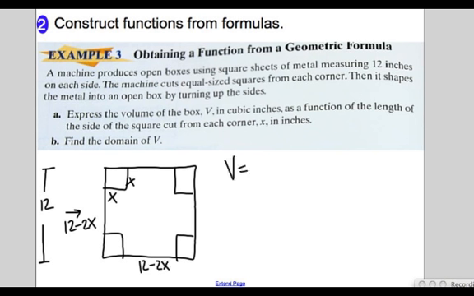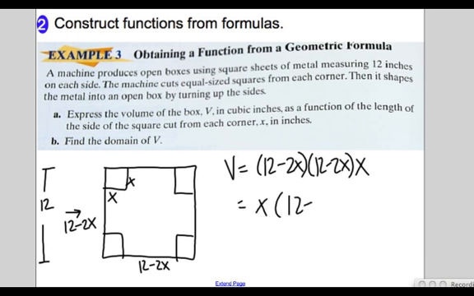So the volume of the box is going to be 12 minus 2x. Remember, volume is length times width times height, times another 12 minus 2x times another x. You can think of that as x times 12 minus 2x squared.